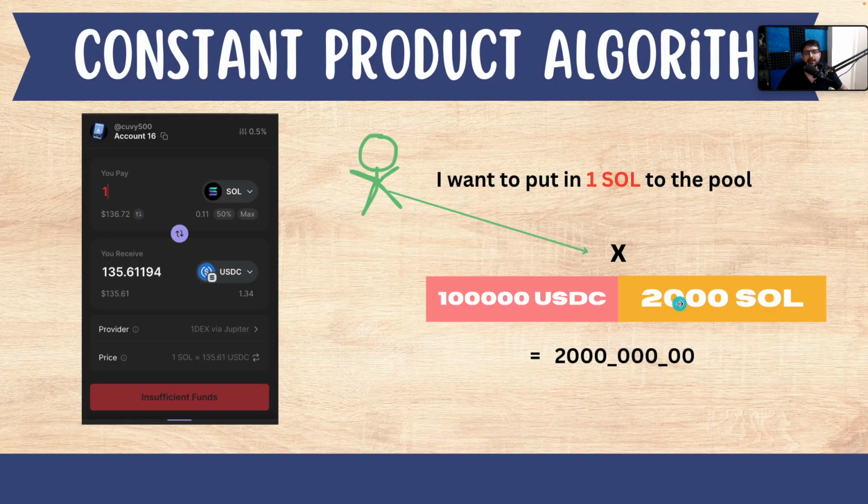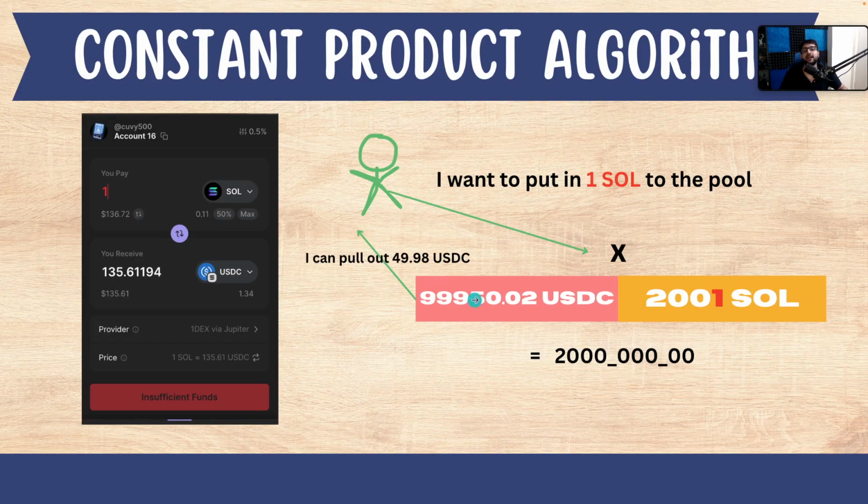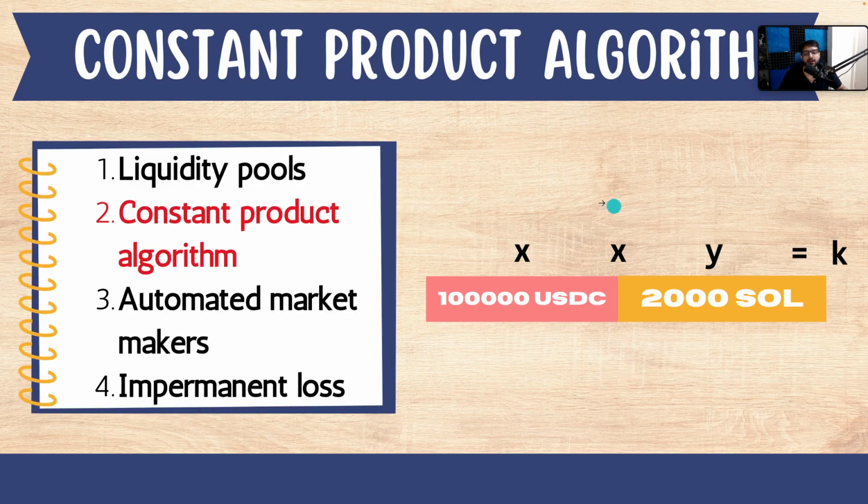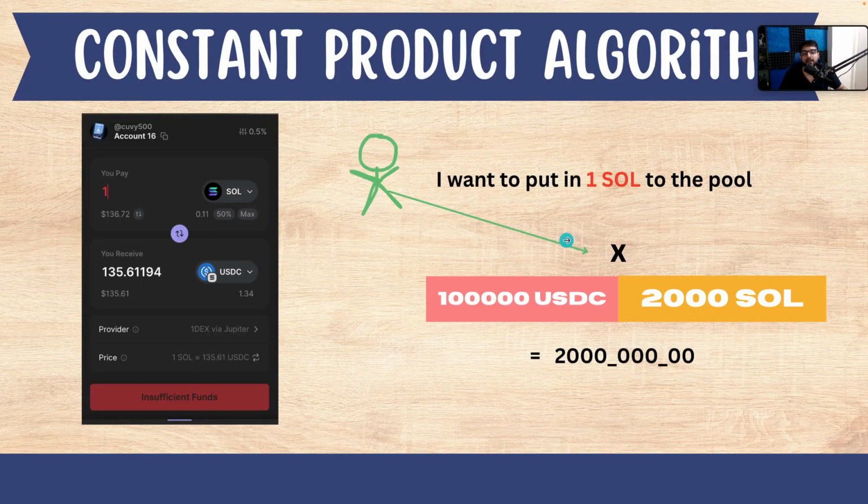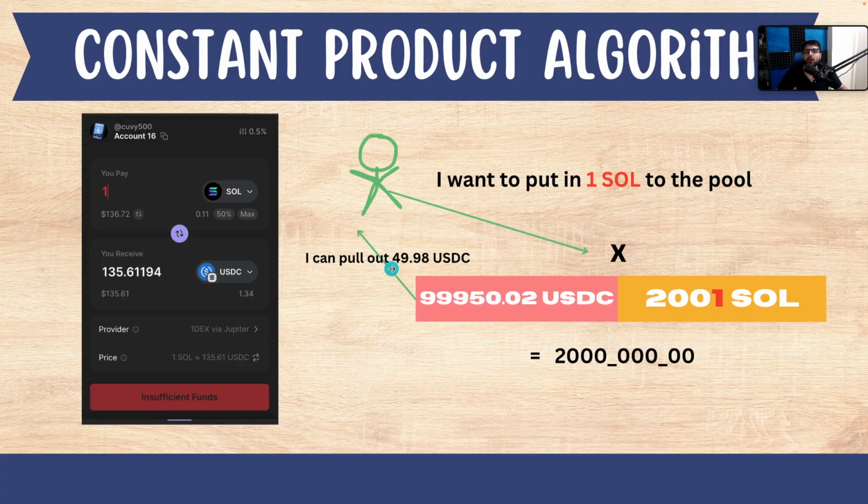A divided by B is 50. But how much did I get? I only got 49.98. The algorithm that we are running makes sure that if there is a lot of sell pressure on Solana, if a lot of people are selling Solana, I sold Solana, the price of Solana will go down. That is what happens, right?